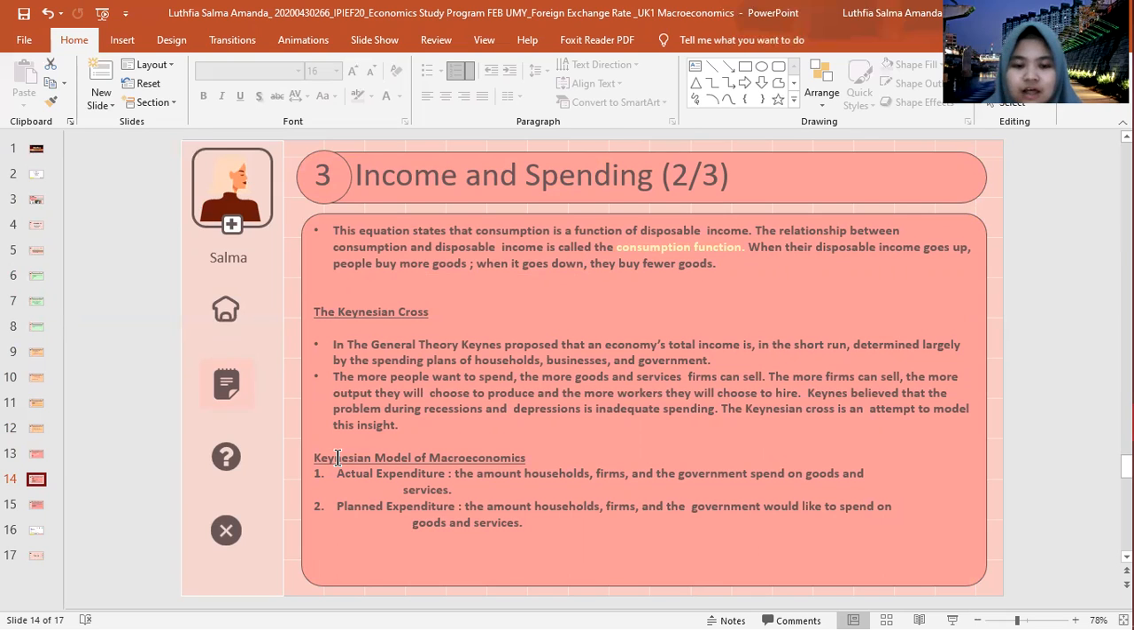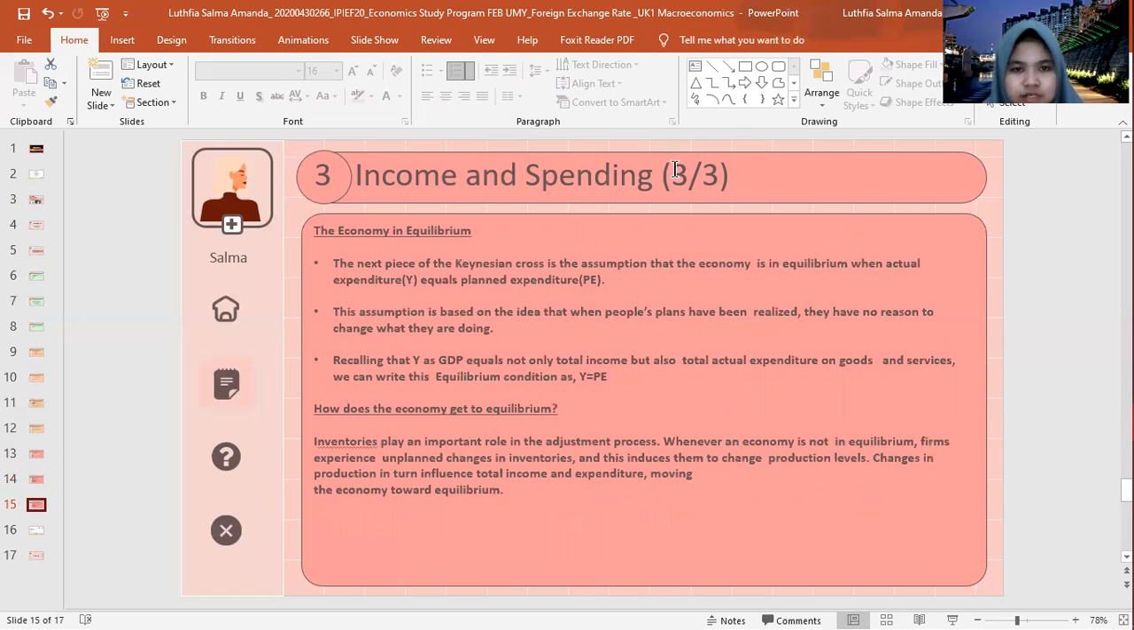When firms sell less of their product than they planned, their stock of inventories automatically rises, and conversely, when firms sell more than planned, their stock of inventories falls. These unplanned changes in inventory are counted as investment spending by firms. Actual expenditure can be either above or below planned expenditure.